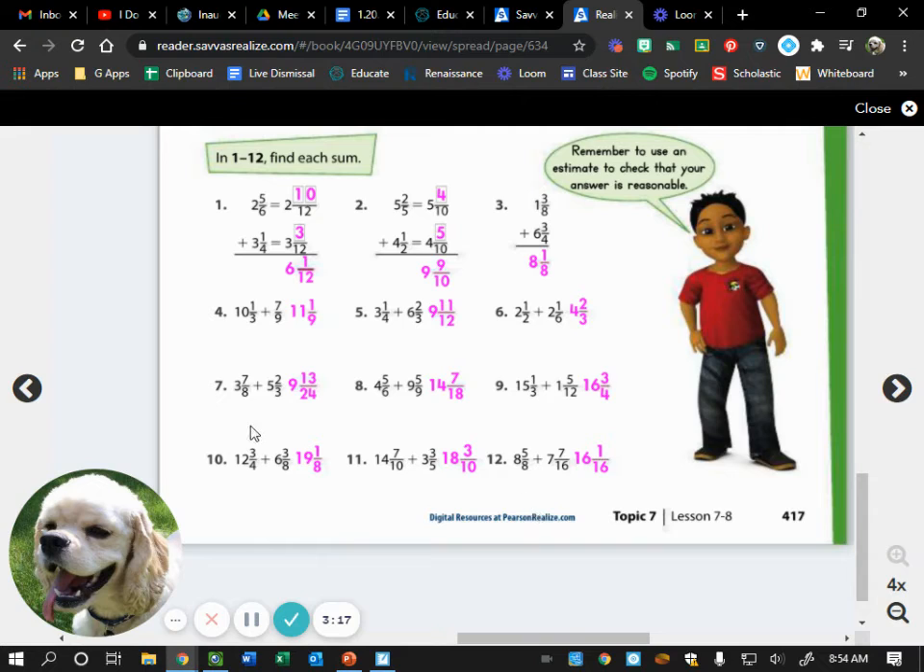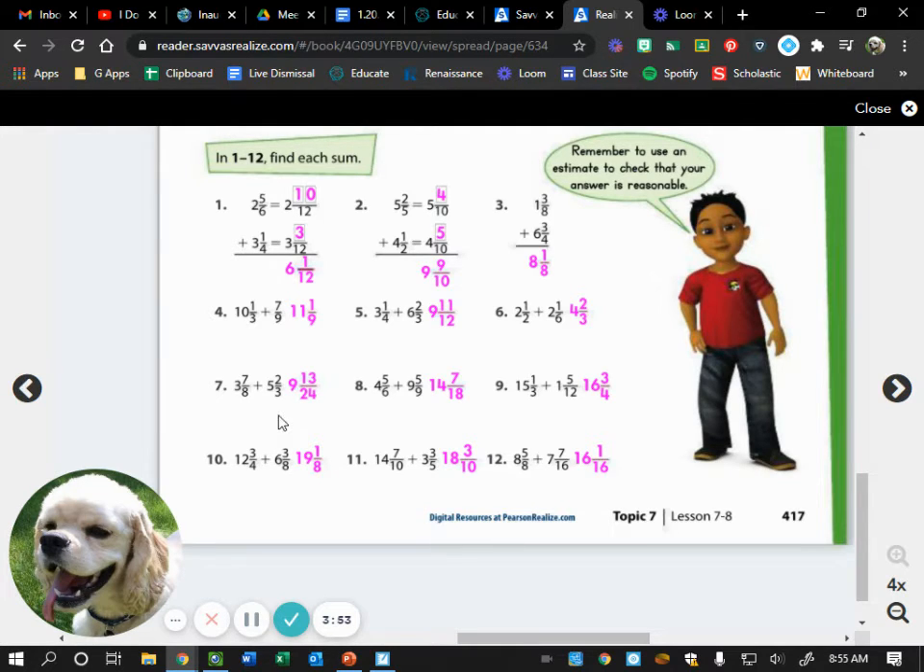So 7 here, 3 and 7/8 plus 5 and 2/3. So we ignore those whole numbers. We focus on 7/8 and 2/3 first. Well, we have 8 and 3. The least common denominator for 8 and 3 is 24. So 7/8 would become 21 24ths. 2/3 would become 16, right? 16 24ths, I believe. So we'd have 21 24ths plus 16 24ths.